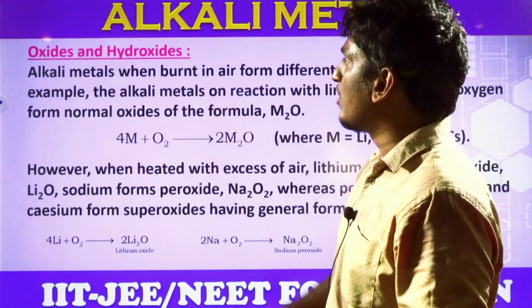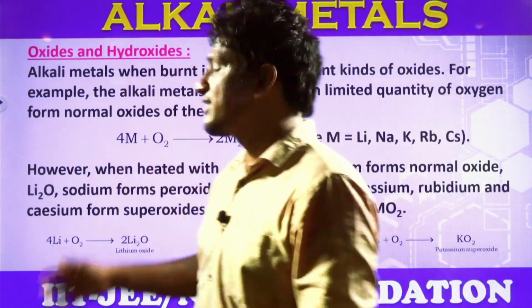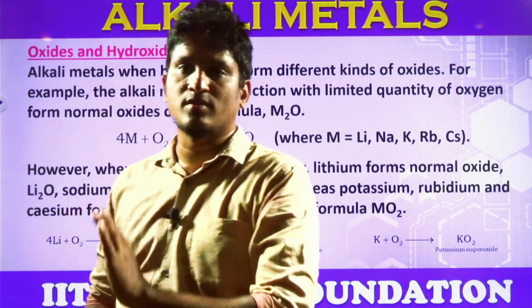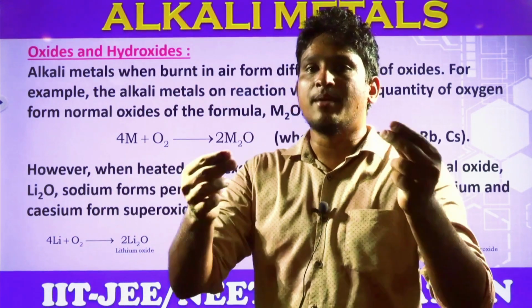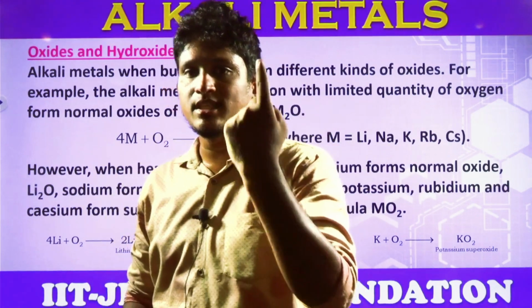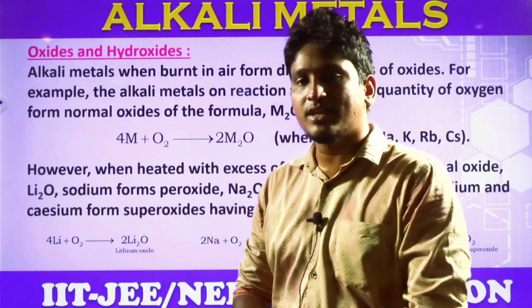Next, reaction with oxides and hydroxides. We already discussed this point. When metals react with oxygen, what do they form? In general, they form the normal oxides. What is the general formula? M reacts with O2, it forms M2O. Why? Because alkali metal valency is 1. They combine in 2:1 ratio, right, students?